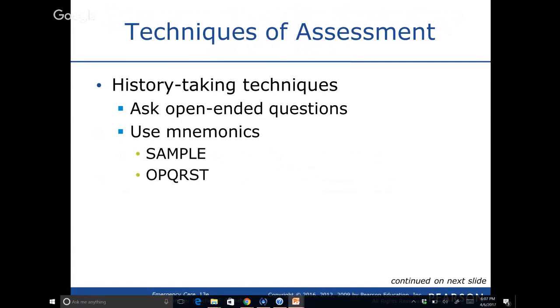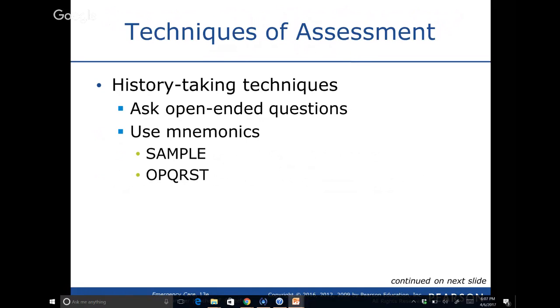History taking techniques. Ask open-ended questions. Not, does it hurt here? Describe the pain. What does the pain feel like? Let them answer with an open-ended question. Sometimes you've got to be careful with the open-ended questions.